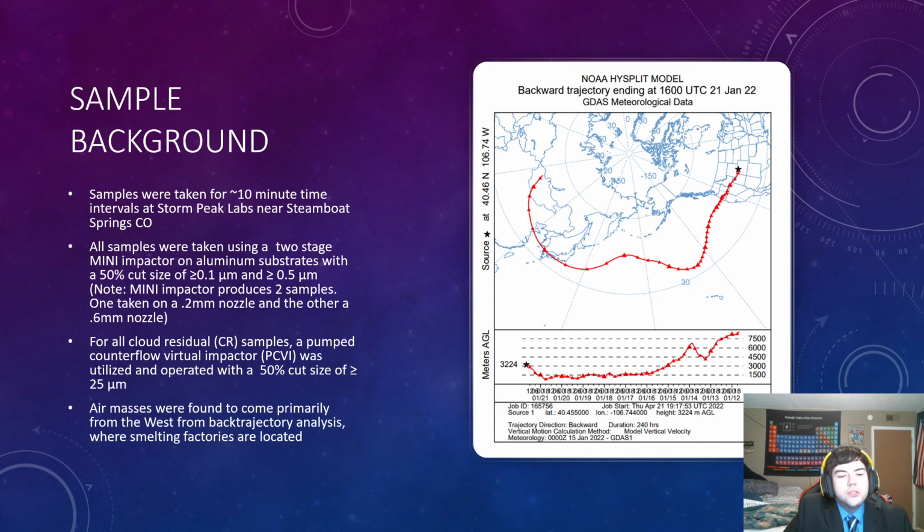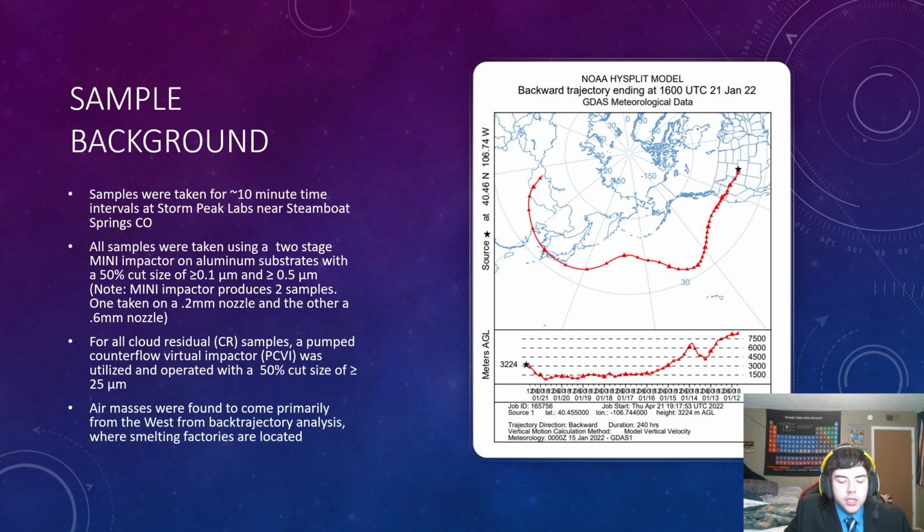In these samples, we also took cloud residual samples, which were put through a pumped counterflow virtual impactor, the PCVI, which had a 50% cut rate at greater than or equal to 25 micrometers. Air masses were also taken into account, which basically does the back trajectory analysis of where the wind and airflow is coming from. On the right, that line shows that our samples came from the west primarily, and we were able to conclude that they probably went over smelting factories, which contributes a lot to our chemical composition later on.